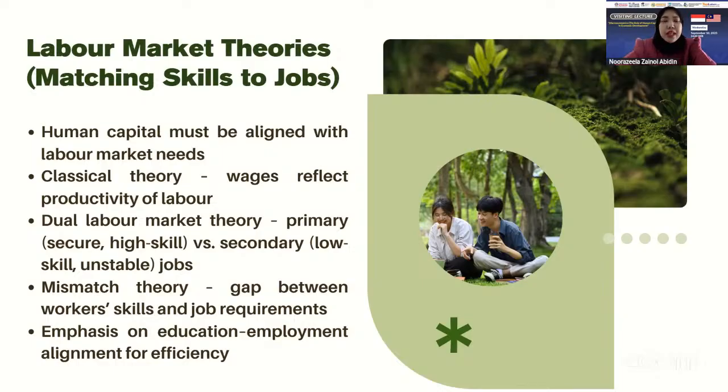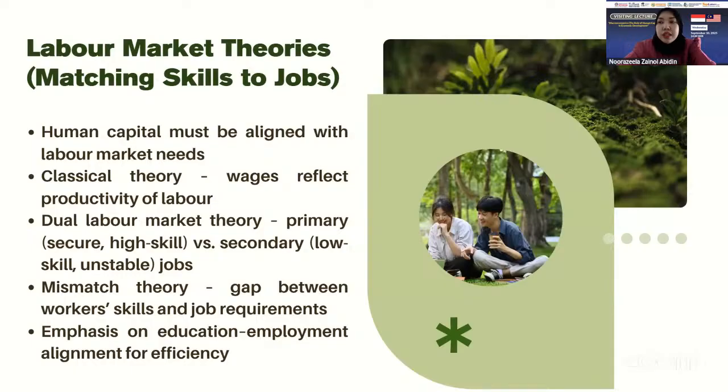So the dual labor market theory explains inequality. The labor market is split into a primary sector and a secondary sector. So the secondary sector is based on low paid, unstable, or low skill jobs. So human capital helps workers move from the secondary to the primary market.